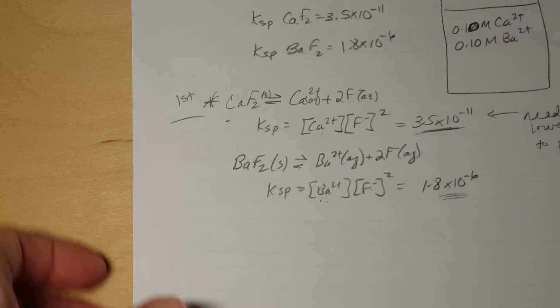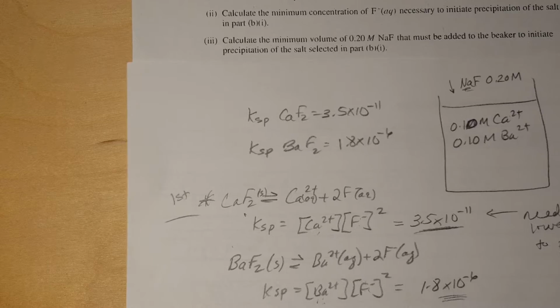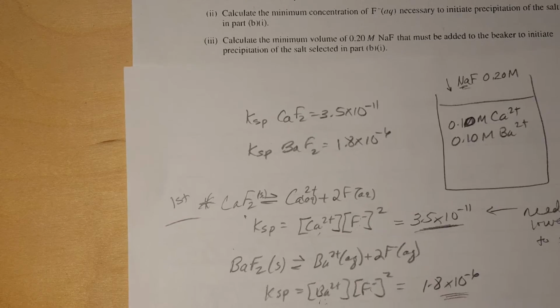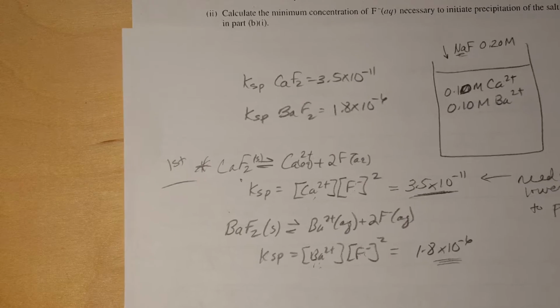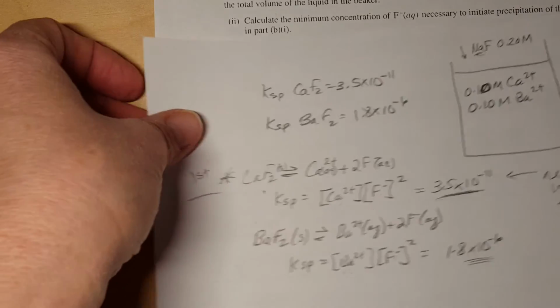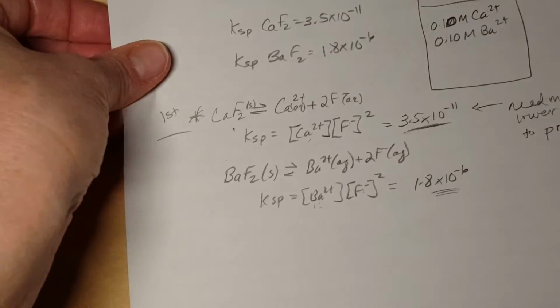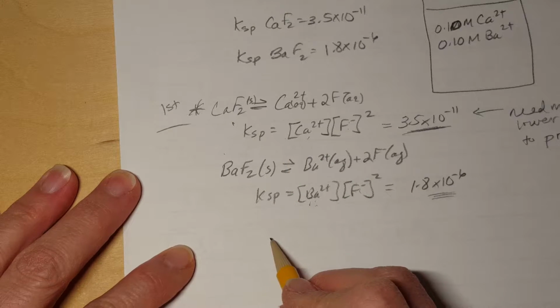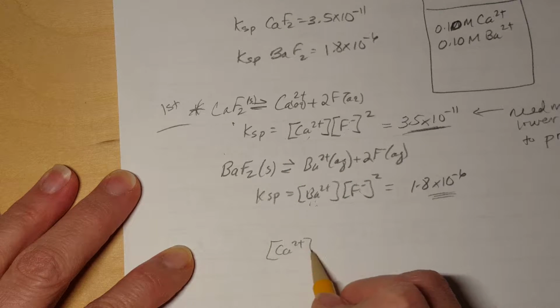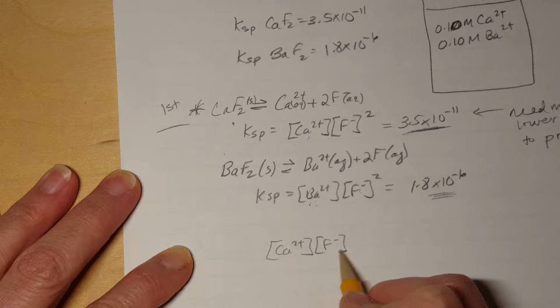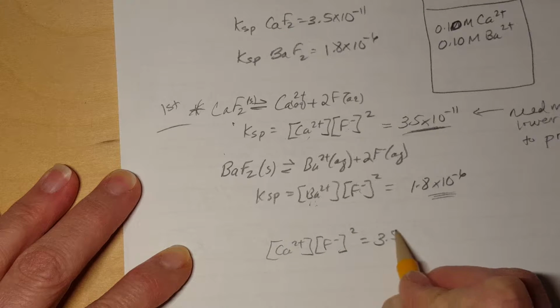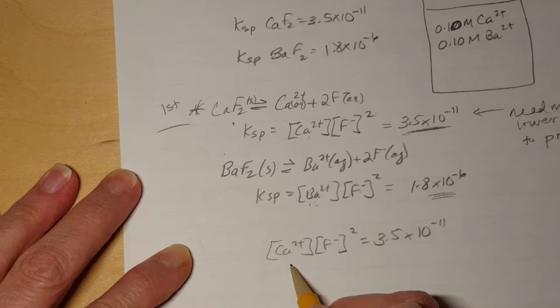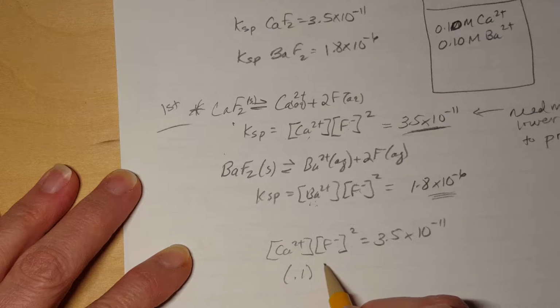Okay, part 2 of this one says, calculate the minimum concentration of the fluoride necessary to initiate the precipitation of that salt. And so we're going to take our equation, so our calcium 2 plus times the fluoride minus squared, and that will have to equal 3.5 times 10 to the minus 11, but we know the calcium is 0.1 molar.